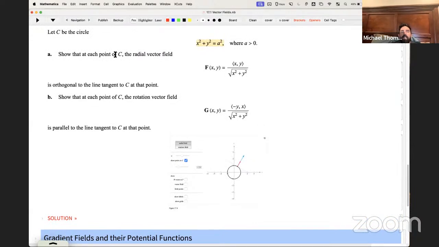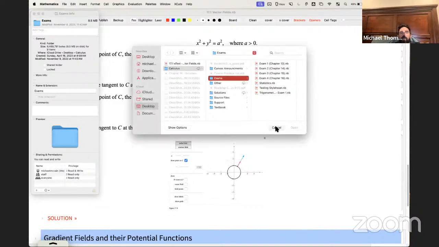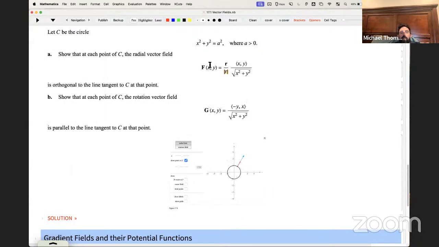We're going to show that at each point on C, which is the circle, the radial vector field given by that guy, notice that's r over the magnitude of r, would be another way of writing it, right? So I could write that as r over absolute r. Another way of writing that. This is a radial vector field. So let's actually graph it.